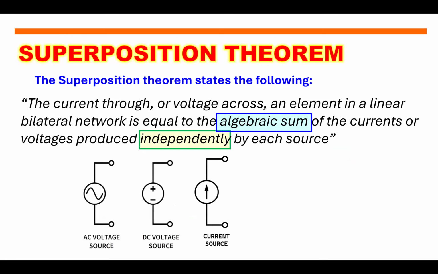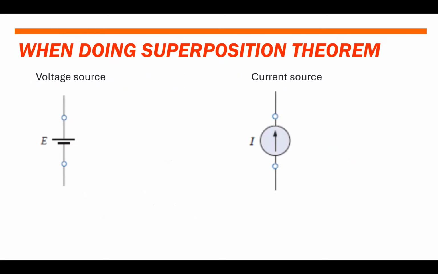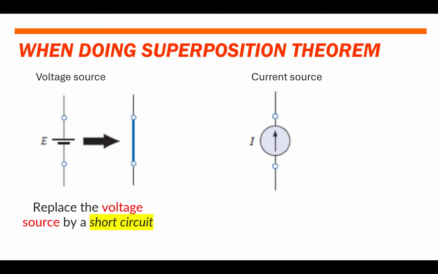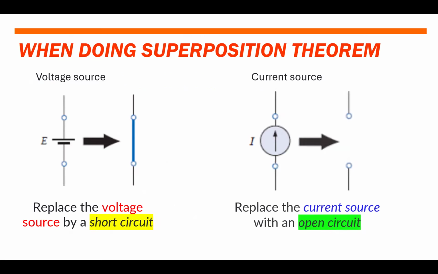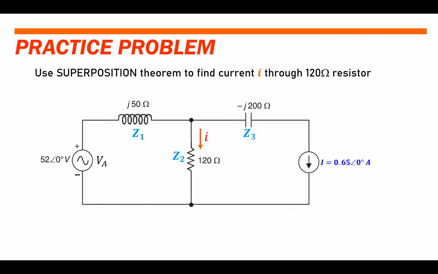So we have different sources like AC voltage source, DC voltage source, and current source. When doing superposition theorem, so again, if we have a voltage source in a particular circuit, then we can simply replace the voltage source by a short circuit. While the current source in a specific circuit, if you have one, simply replace the current source with an open circuit. So let's have practice problem number 1.